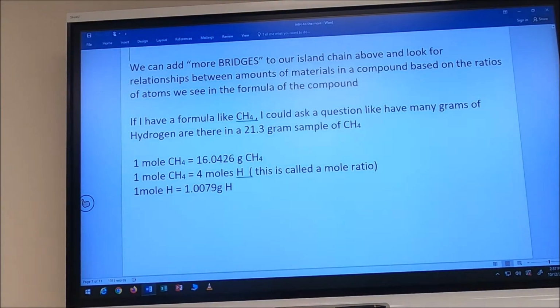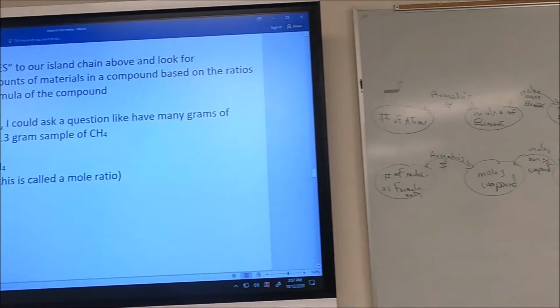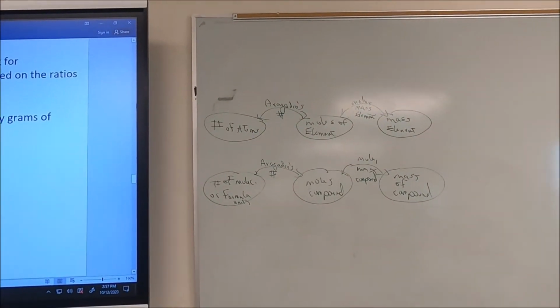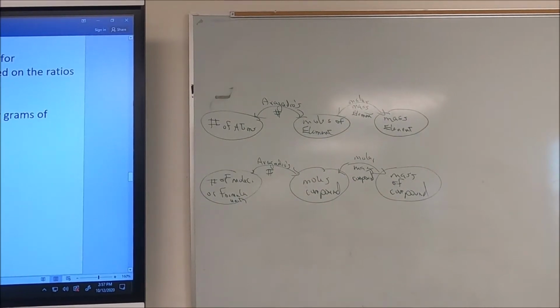Back at it, guys. We are looking at our island chains and we're getting ready to expand. Now let me remind you of some things that we've already done. We have two island chains that guide us in how to do the problems when we're relating numbers of atoms to mass of an element and number of molecules to mass of a compound.